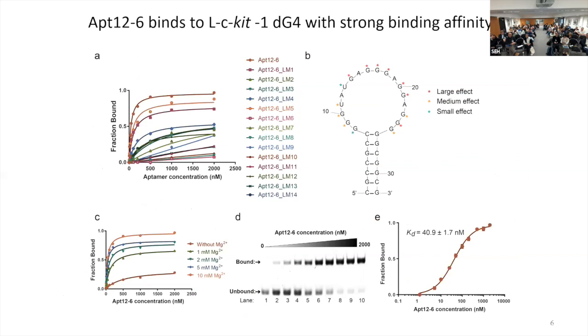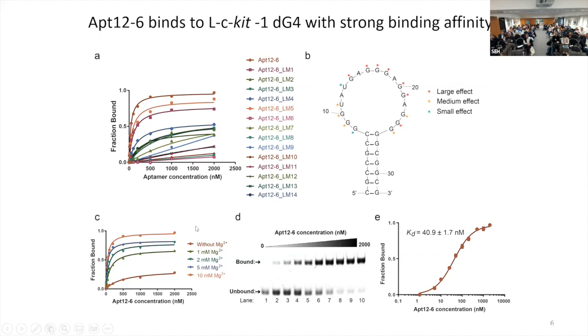Next, I want to optimize the loop sequence of this aptamer. Here I use single nucleotide mutational analysis. I designed based on the purine to purine, pyrimidine to pyrimidine principle, and I designed 14 mutant sequences, and then I tested the binding. From the results, you can see the original aptamer provides the strongest binding, and all the mutant forms have lower binding. So we keep this sequence, and from this result, we can see most of the G bases in the loop have large effects on binding.